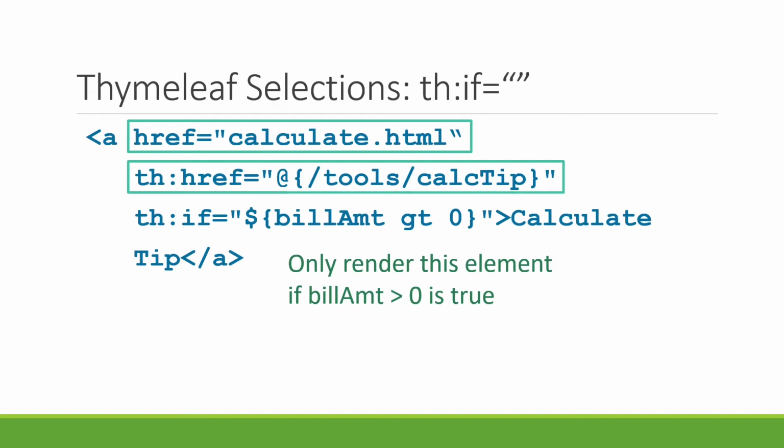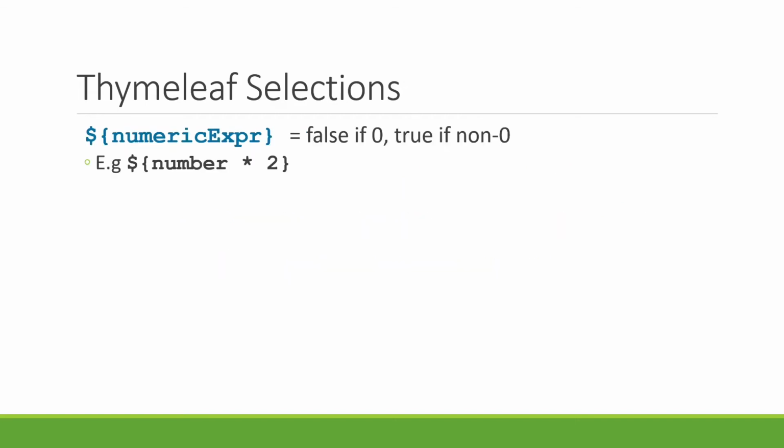But just note these interesting bits of information. Any numeric expression that is non-zero is evaluated as true. So for example, if I have the expression number times 2, that will evaluate to true, assuming number is actually a number and it contains a non-zero value. If number is 0, then that expression evaluates to 0, and that actually gets evaluated to false.